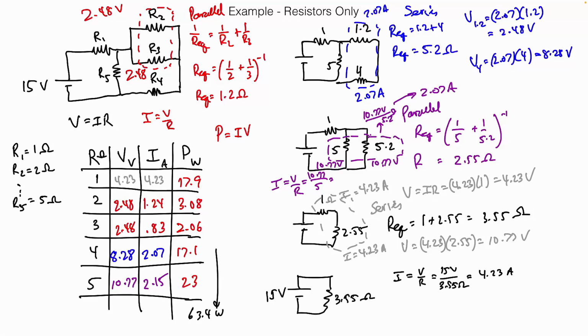Yeah, we know the power is equal to current times voltage. If we use the total current, 4.23 amps, and the total voltage of 15, and we multiply those things together, we get 63.45 watts. So within a round-off error, we got the same power.